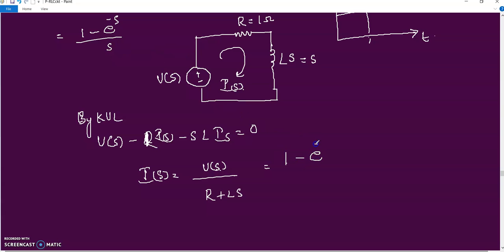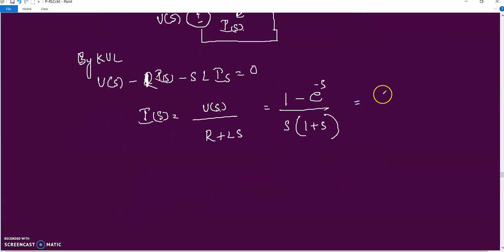1 minus e raised to minus s by s. R is equal to 1 and Ls is equal to 1s. So now we have got I(s), and from this we have to find I(t). Here we can split the terms as 1 by s into s plus 1 minus e raised to minus s by s into s plus 1. So if s into s plus 1 comes in the denominator, we can use a general equation.